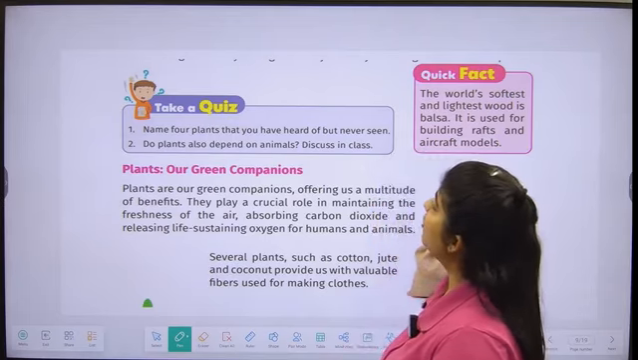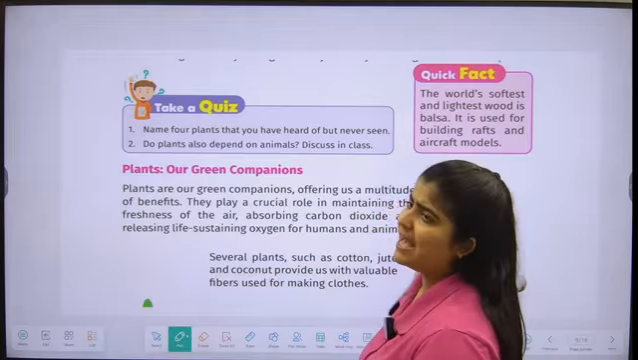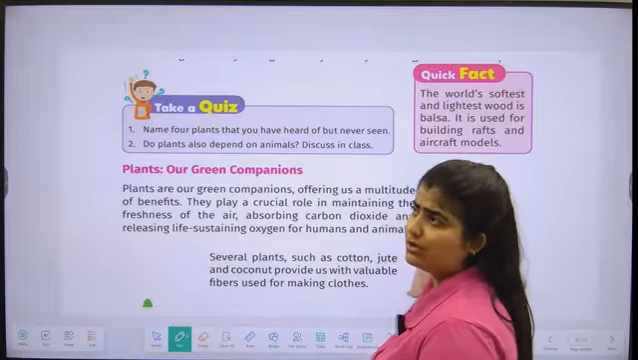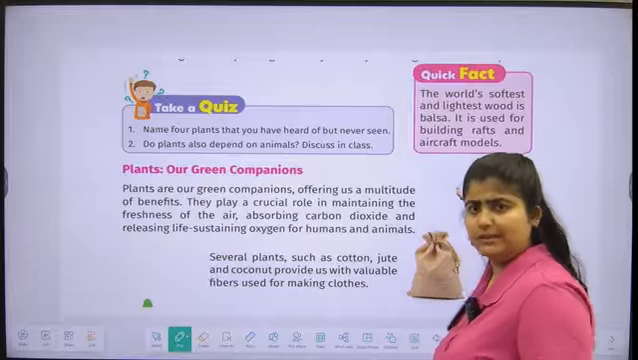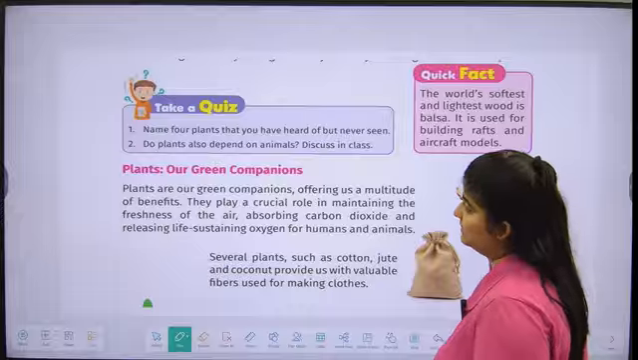So name any 4 plants that you have heard but never seen. Like, I have never seen a banyan tree, an oak tree, a red sandalwood tree, and a banana tree. You may have heard of them but not seen them, so what? You can also make your own list.